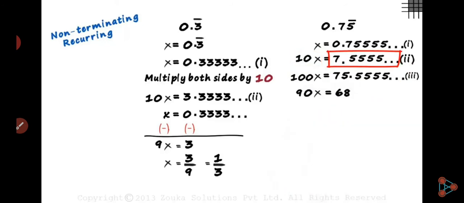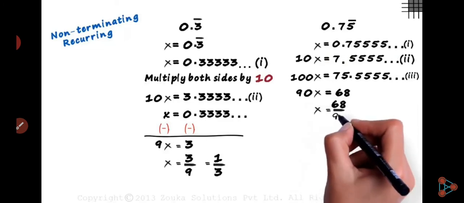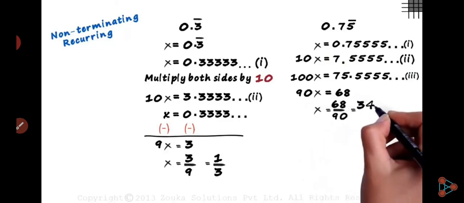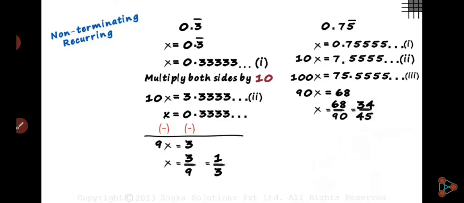Subtract it, so it becomes 90x is equal to 68, because from 75 if 7 goes, you are left with 68, and 0.555 cancels out with 0.555. If you subtract equation number 2 from equation number 3, what is left? 90x is equal to 68 and x is equal to 68/90, that is your form of p/q.